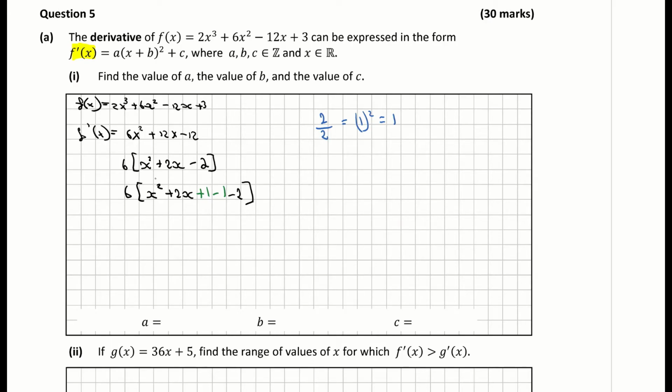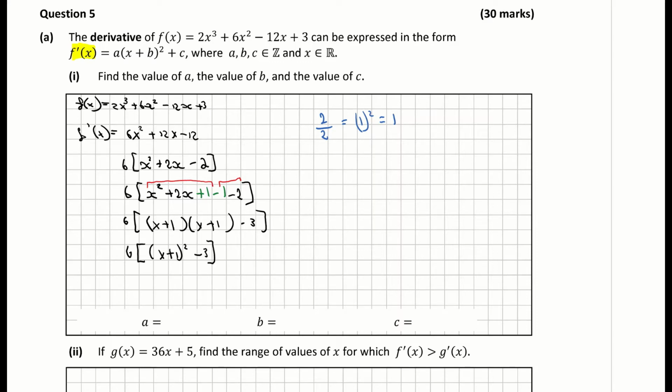Then I'm going to focus in on the x squared plus 2x plus 1 part, and then the negative 1, negative 2. So I'm doing two separate sections here. I'm going to factorize x squared plus 2x plus 1. And when I factorize that, well, the factors of 1 are 1 and 1, and I have to get to positive 2. So it's simply just x plus 1 times x plus 1. And then when I go minus 1 take 2, I get negative 3. So that's quite simple. And then that's going to leave me with 6 times x plus 1 by x plus 1, which is the same as x plus 1 squared, negative 3.